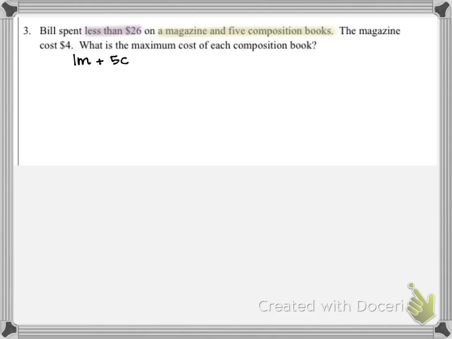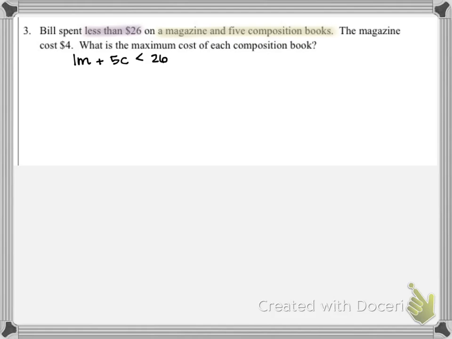I think I'm going to go straight to the punch on the inequality here. The total is 26, but it said that he spent less than that. So all of the money from the magazine and all of the money from the 5 composition books totaled up to less than $26. So if somebody asked me, can you write an equation that models what's happening in the problem? I said, yeah, absolutely, it's right there.